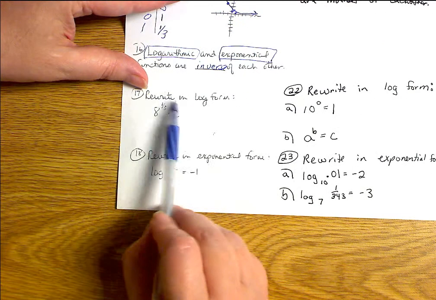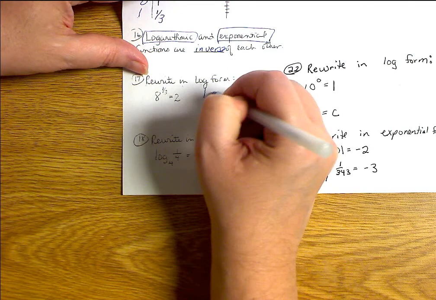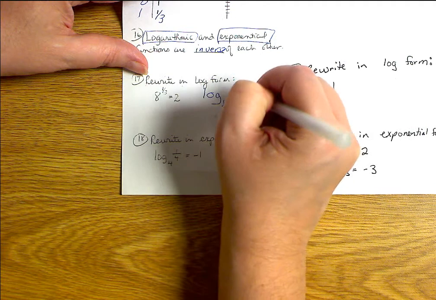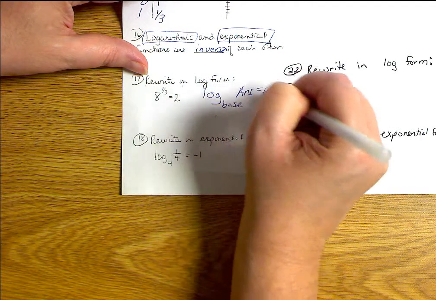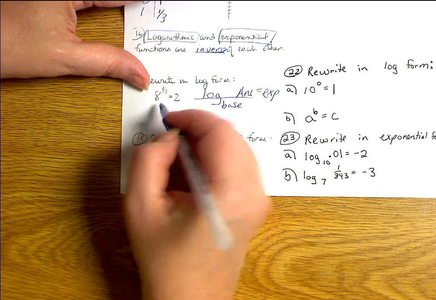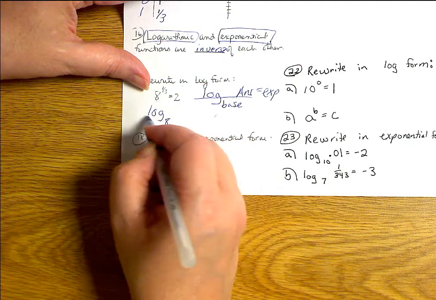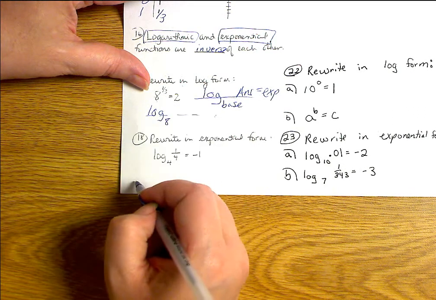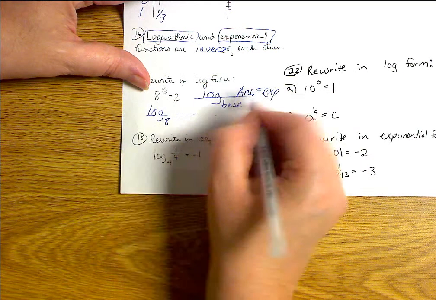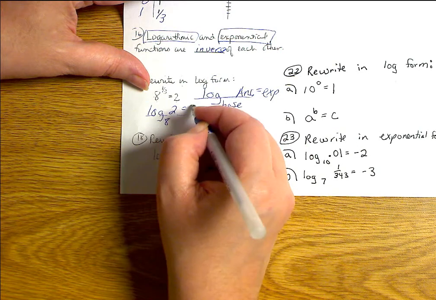Write in log form. Remember, it's always log. This is your base. This is where your answer goes. And this is where your exponent goes. Your base is below the line, so you have log base 8. It's below that line. Answer, like 2. Answer, which is 2, because logs are exponents, which is 1/3.